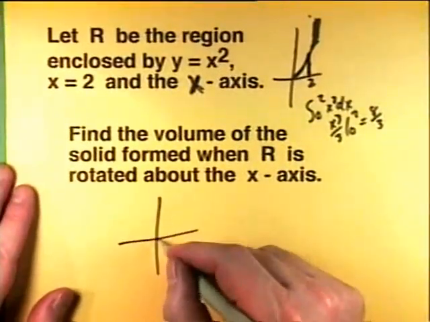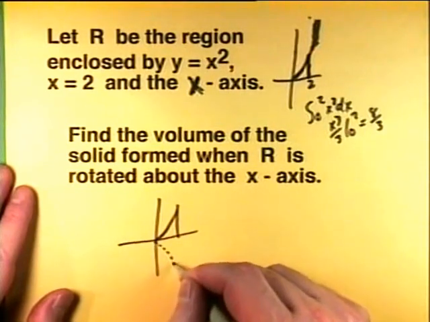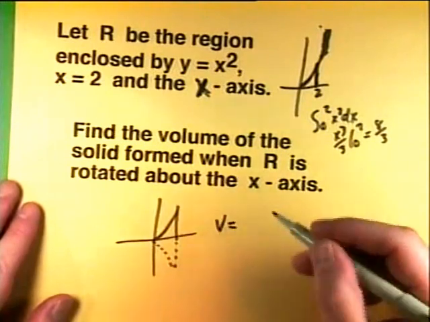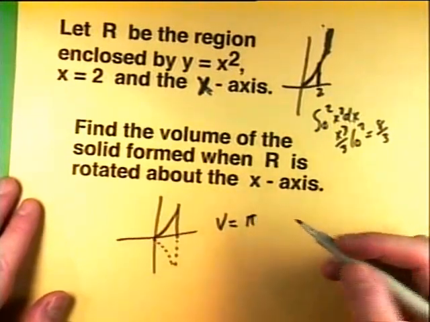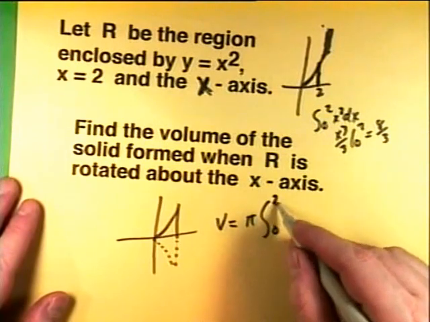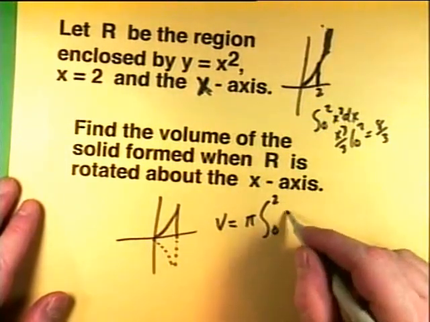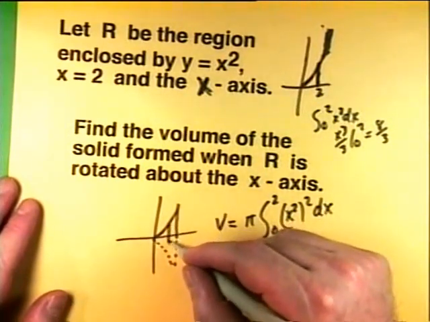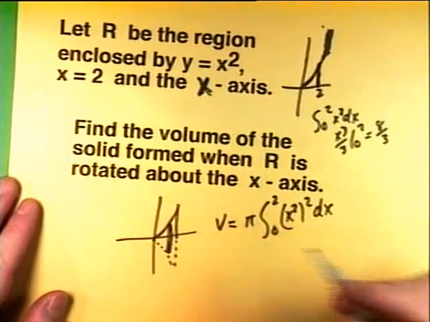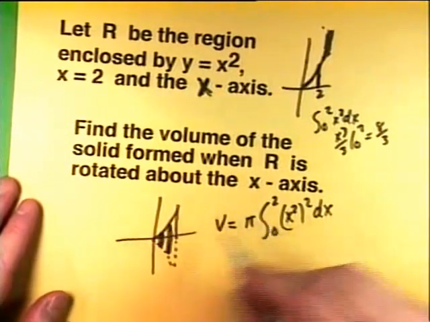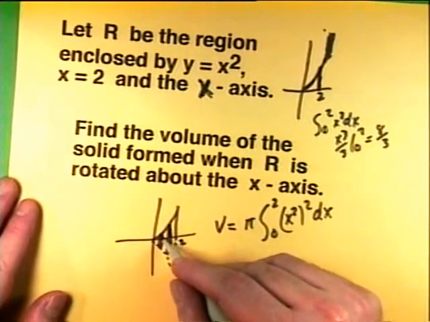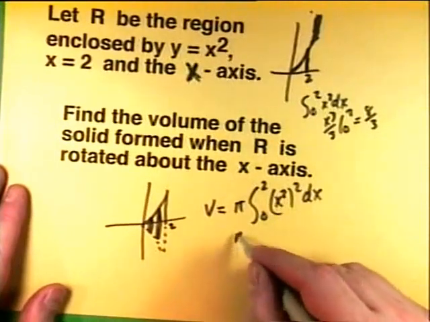That's the area. How would you find the volume of this region if it is rotated about the x-axis? Volume equals pi times the integral from 0 to 2 of x squared, quantity squared, dx. Because you're adding up a billion little disks, and the area of each disk is pi r squared. Integrating adds them all up from 0 to 2, and the radius of each one is the height, which is x squared.